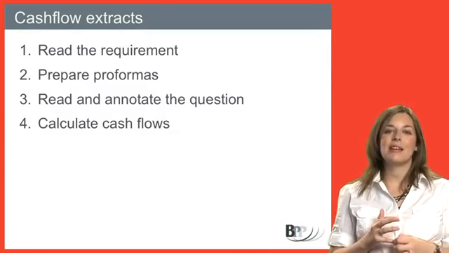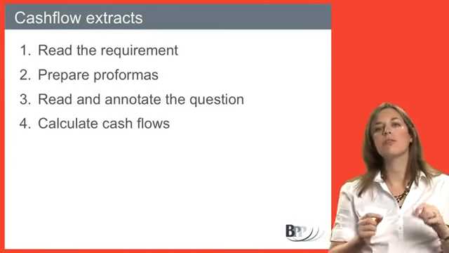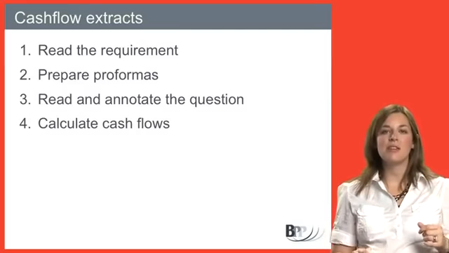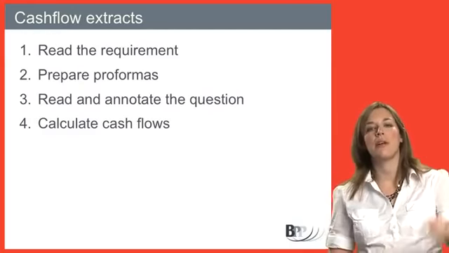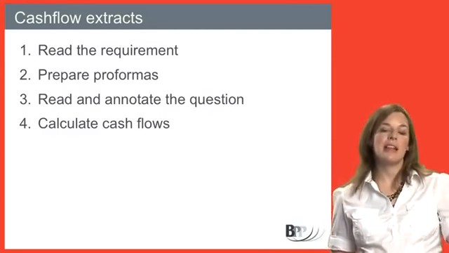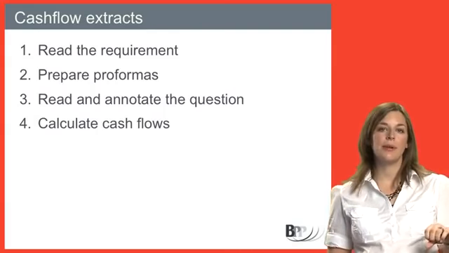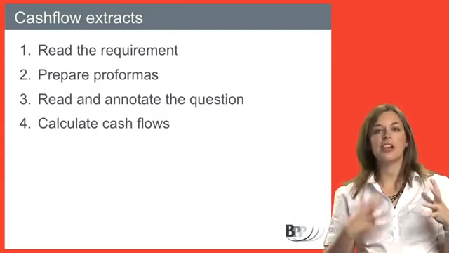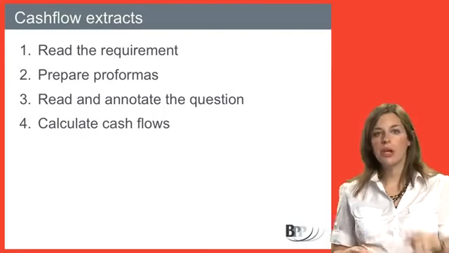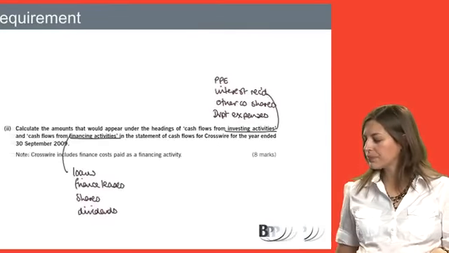Next, read and annotate the question. So here you're going to be going through, highlighting up the question, identifying that's a financing cash flow, that's an investing cash flow, that's an operating cash flow. Which ones of these do I actually need? And finally, then you're going to do your calculations. So we're going to have a look at this question.